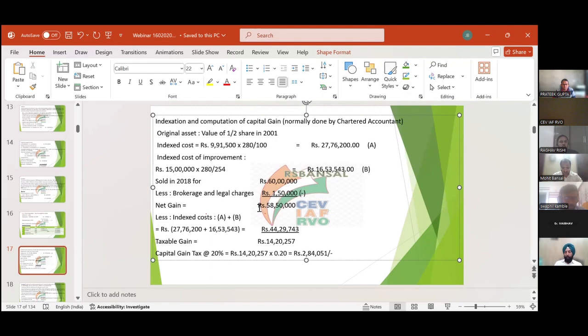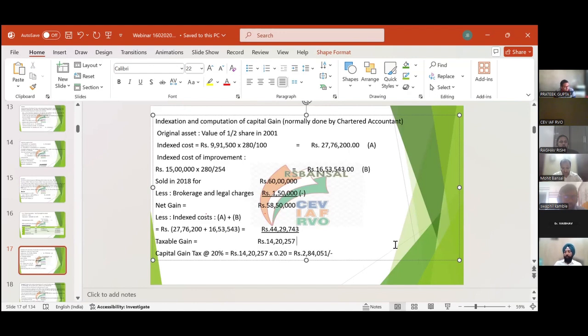So this is a net gain of 58 lakh 50,000. And indexed costs are 27 lakh 76,200 plus 16 lakh 53,543. This is the indexed cost, 44 lakh 29,743. So the taxable gain is 14 lakh 20,257. So over this you can apply 20%.